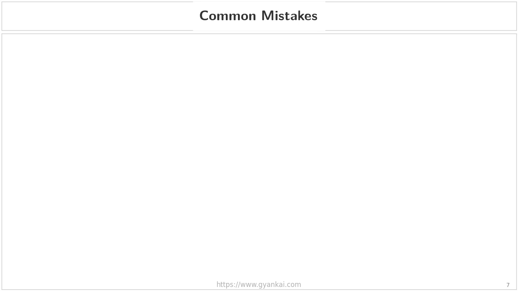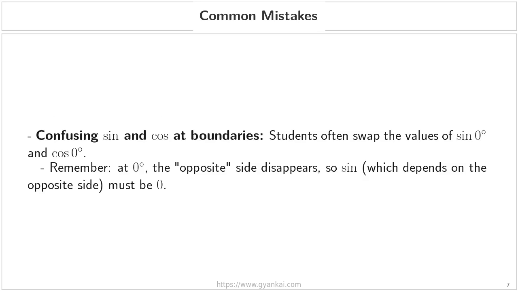Common mistakes. First, be careful not to confuse sine and cosine at these boundary points. It is very common to accidentally swap the values for sine 0 degrees and cosine 0 degrees. To avoid this, just go back to the logic we used in slide 2. Remember that at 0 degrees, the opposite side effectively disappears. Since the sine ratio depends entirely on that opposite side, sine 0 degrees must be 0.